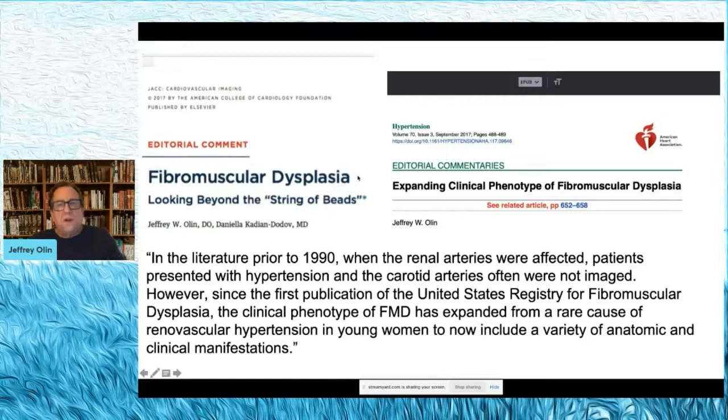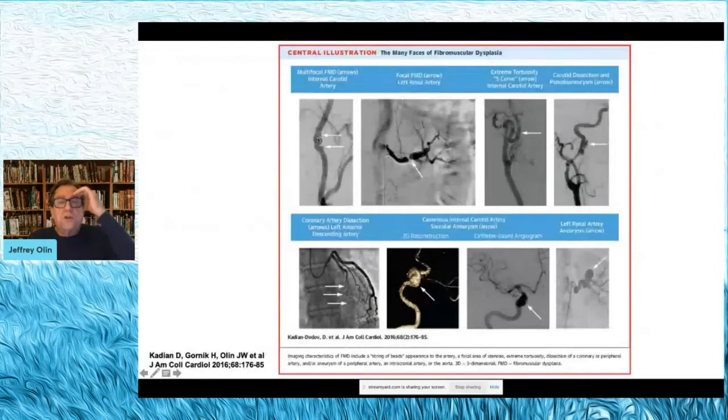So here's just a pictorial description of string of beads, focal area of narrowing, arterial tortuosity. Look at this artery, like in an S curve, a dissection or a tear in the artery, spontaneous coronary artery dissection, and aneurysms. All of these can occur in fibromuscular dysplasia.